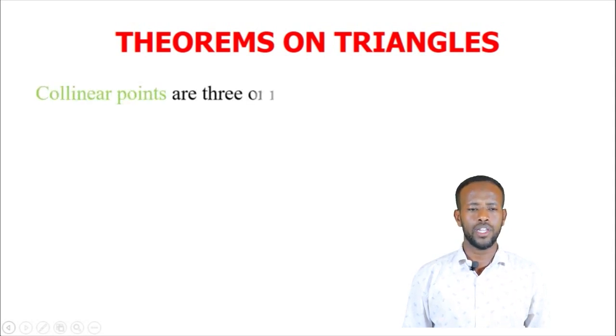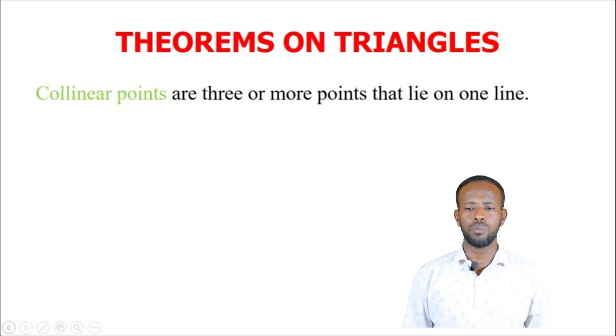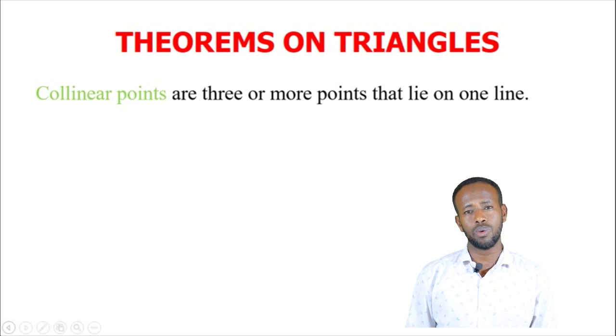There are what we call collinear points, which are three or more points that lie on one line. What are collinear points, students? Three or more points that lie on one line. All the points, three points, four points, five points that lie on one line are called what? Collinear points. Now we will see it by figure. You will understand when you see it in geometric form.